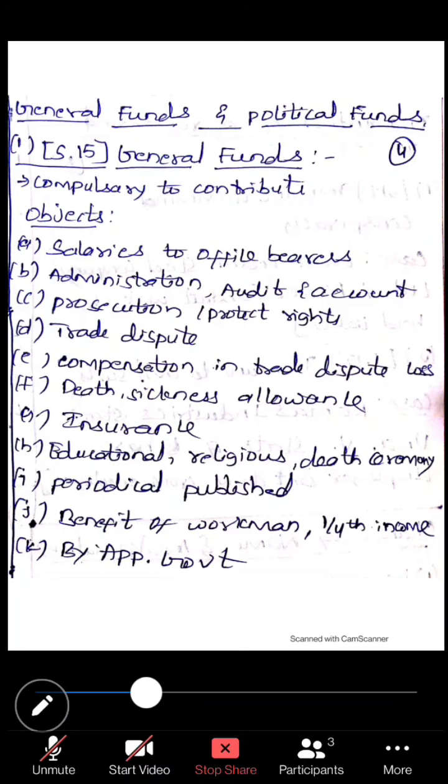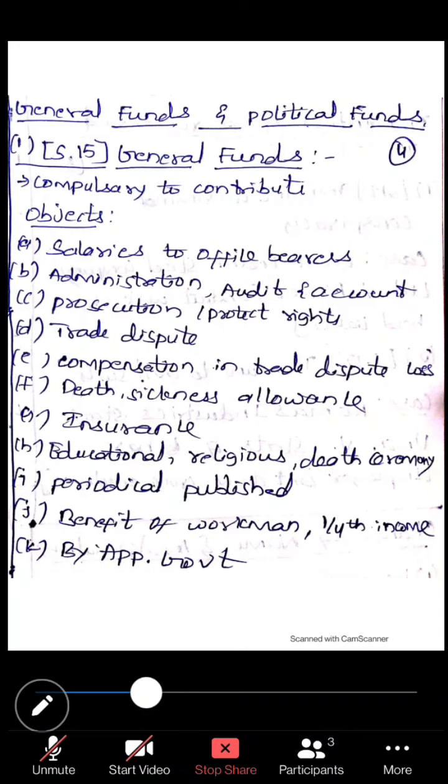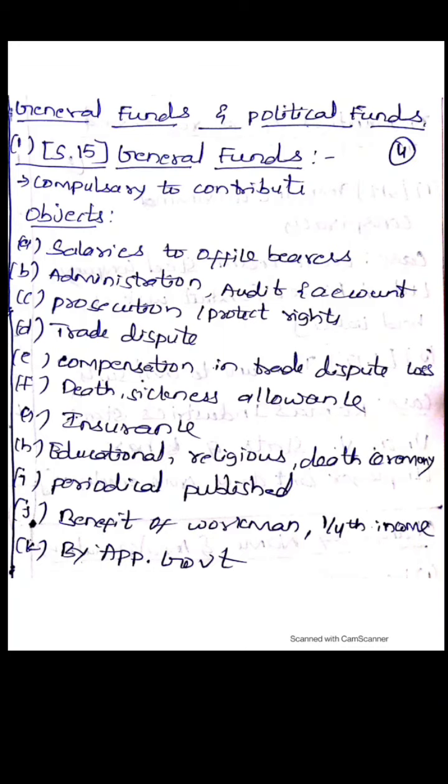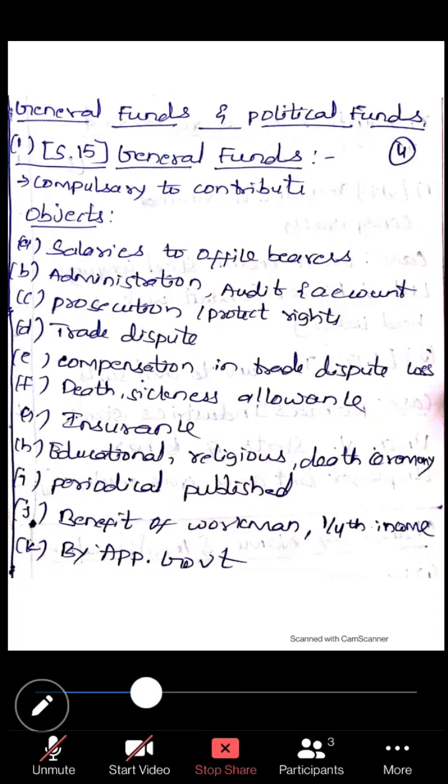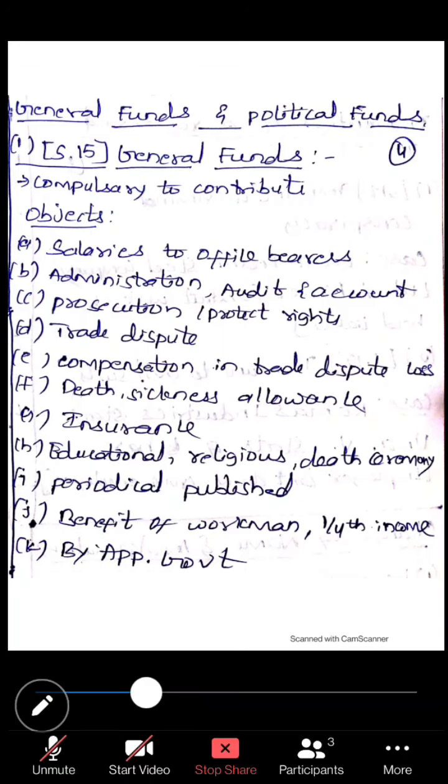So if a suit is filed against the trade union, then the general fund can be used to resolve the dispute, for the prosecution or to protect the rights of the trade union. If there is a trade dispute, then the money from the general fund can be used as compensation for the loss caused in the trade dispute. Also, the general fund can be used for the death, sickness, or allowance of the members of the trade union.